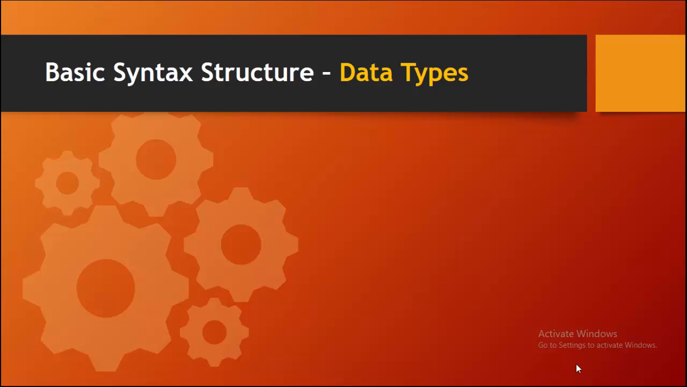Data types. Common data types in Python include string, text wrapped in quotes. For example, greeting equals "hello world". Integer, the whole numbers. Count equals 10. Float, decimal numbers. For example, price equals 19.99. Boolean, representing true or false. For example, is_active equals True.